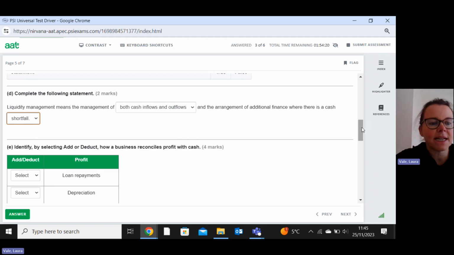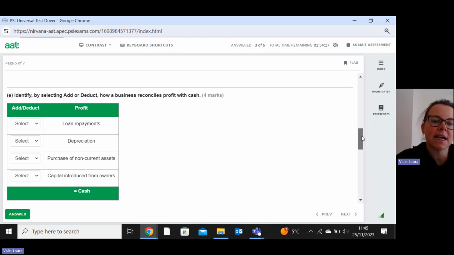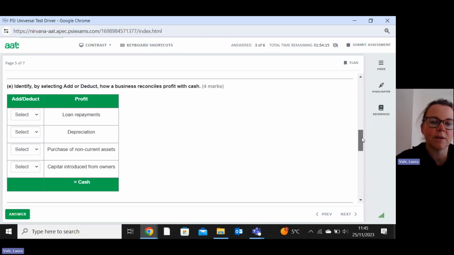Okay. Identify by selecting add or deduct how a business reconciles profit with cash. So we know that profit's different from cash. So a loan repayment, we're going from profit to cash. So a loan repayment wouldn't be income to affect your profit, but you would get the money. So you would add. Sorry, I was thinking we were getting a loan. We're deducting it, of course, because a loan repayment means you're paying out cash.